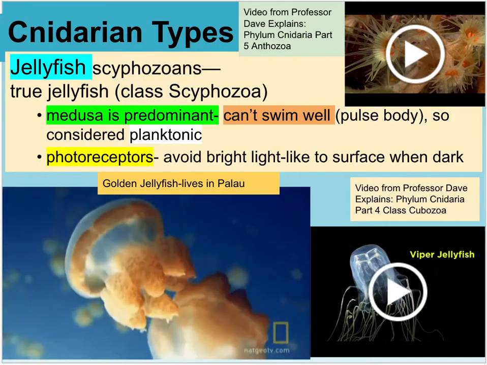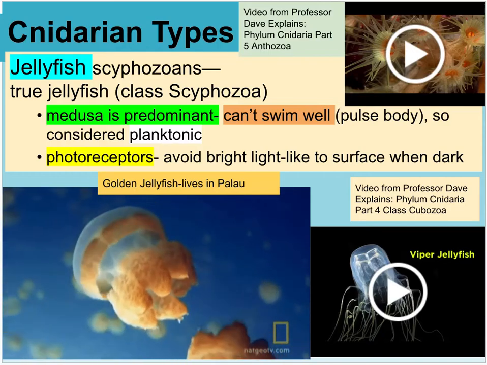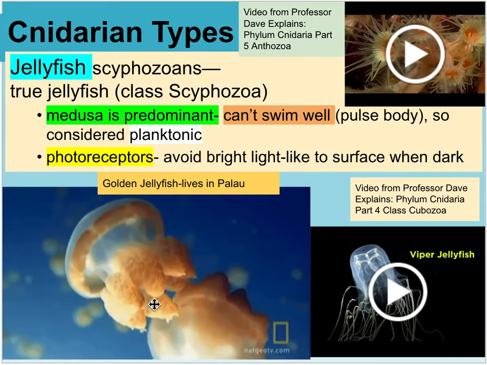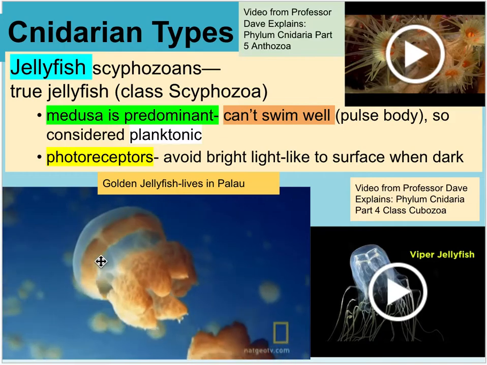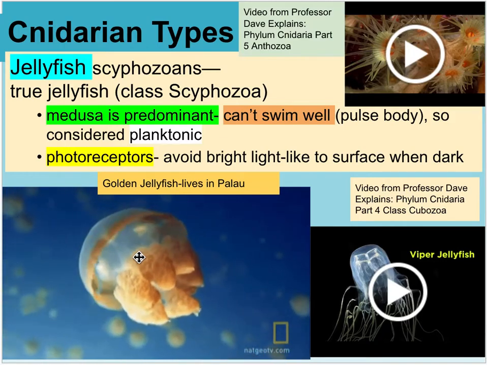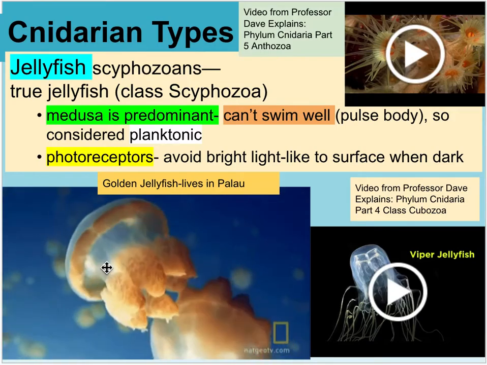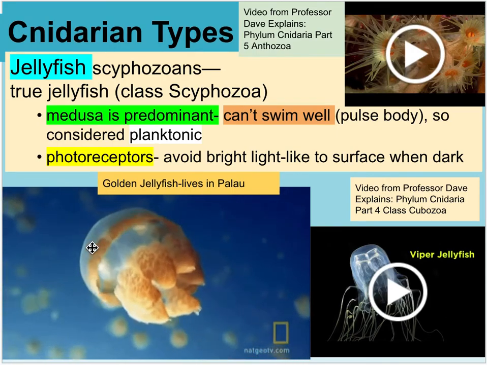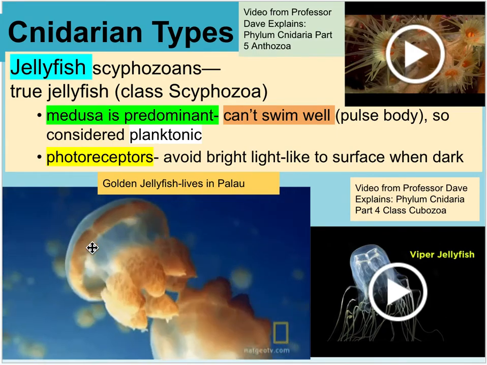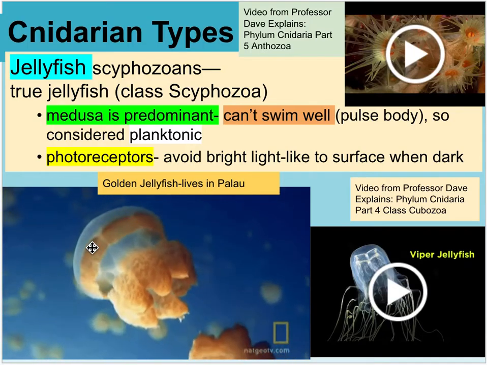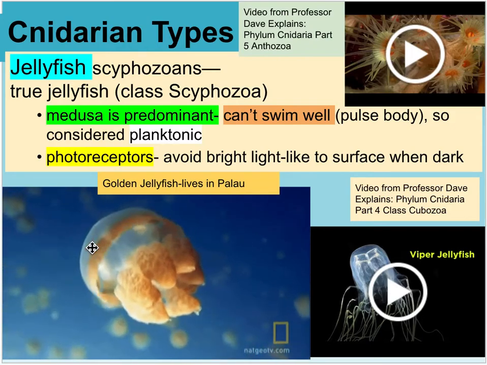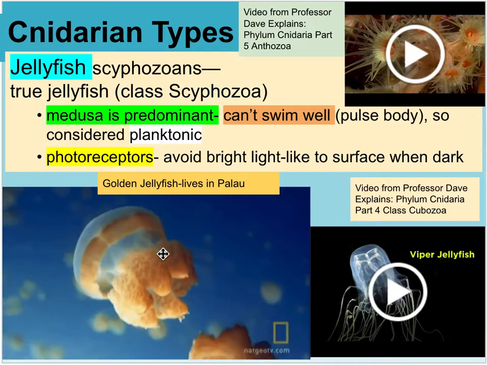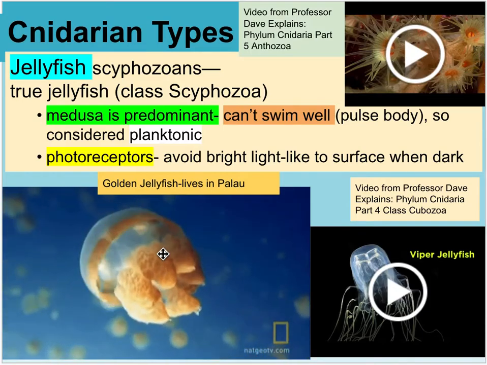So another cnidarian type is the jellyfish. I put a cool picture of a golden jellyfish that I think is really gorgeous that lives in Palau. The most commonly thought of form of a jellyfish is a medusa, because it can't swim really well. And you might look at this and think, I think it swims fine, but it doesn't matter. People have decided that it can't swim very well, so jellyfish are considered planktonic. And so they are considered a plankton. They do have photoreceptors, tend to like it in the dark, and they tend to shy away from the light.